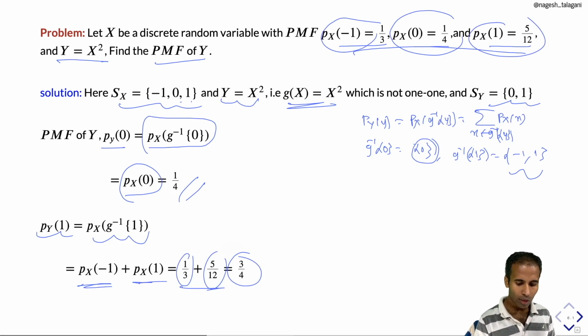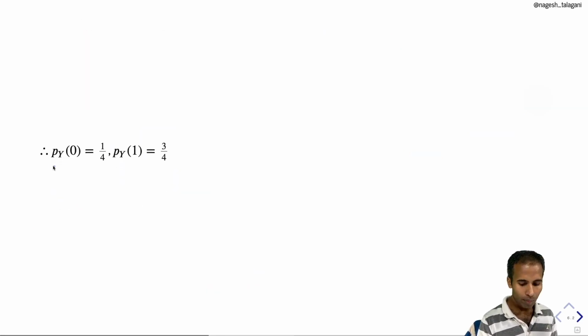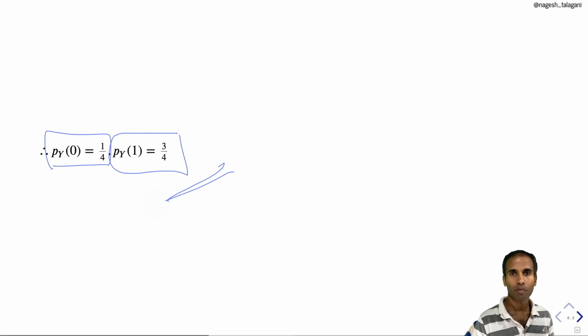Therefore Py of 0 is 1 by 4, Py of 1 is 3 by 4. So we got the PMF for Y. Because Y takes only two values, 0 and 1, we got it. So Py of 0 is 1 by 4 and Py of 1 is 3 by 4. This is the PMF of Y. Fine.